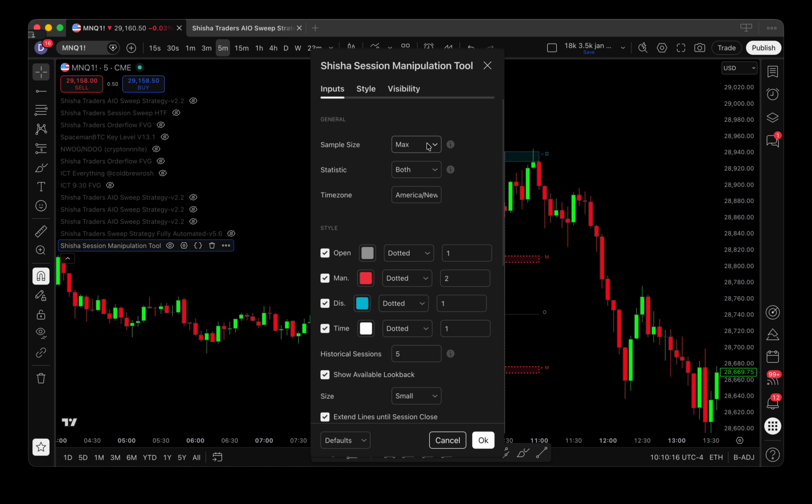Here is the sample size, okay? Maximum up to 1,000 different sessions. 60, 40, 20. So this is based on the ICT algorithm look back period. 60 count, 60 days, 40 days, 60 sessions, 40 sessions, 20 sessions, right?